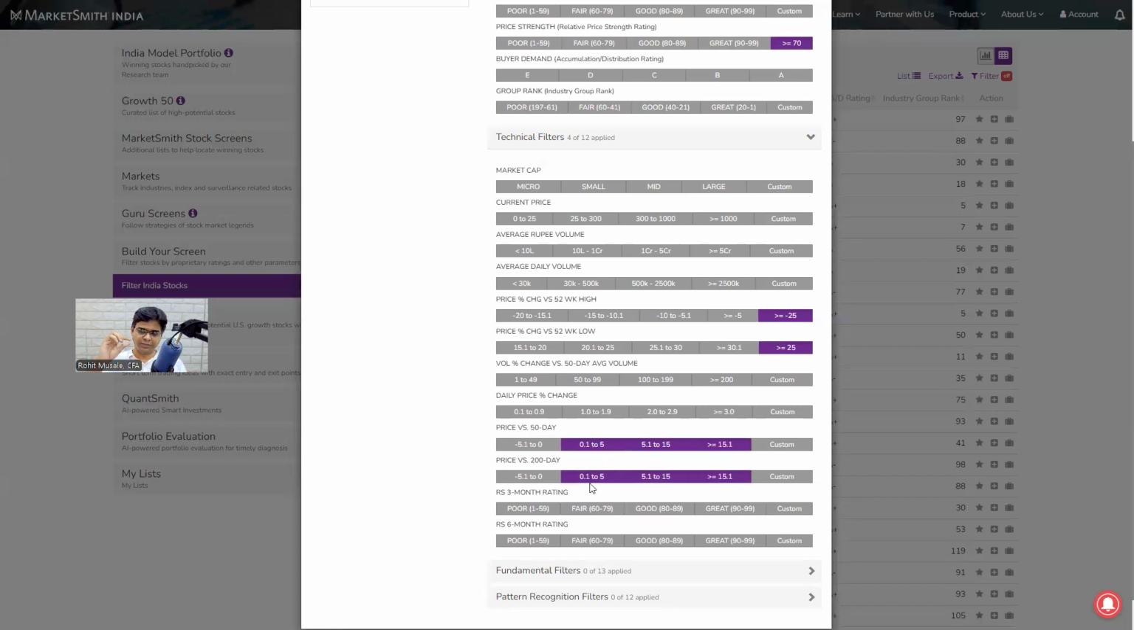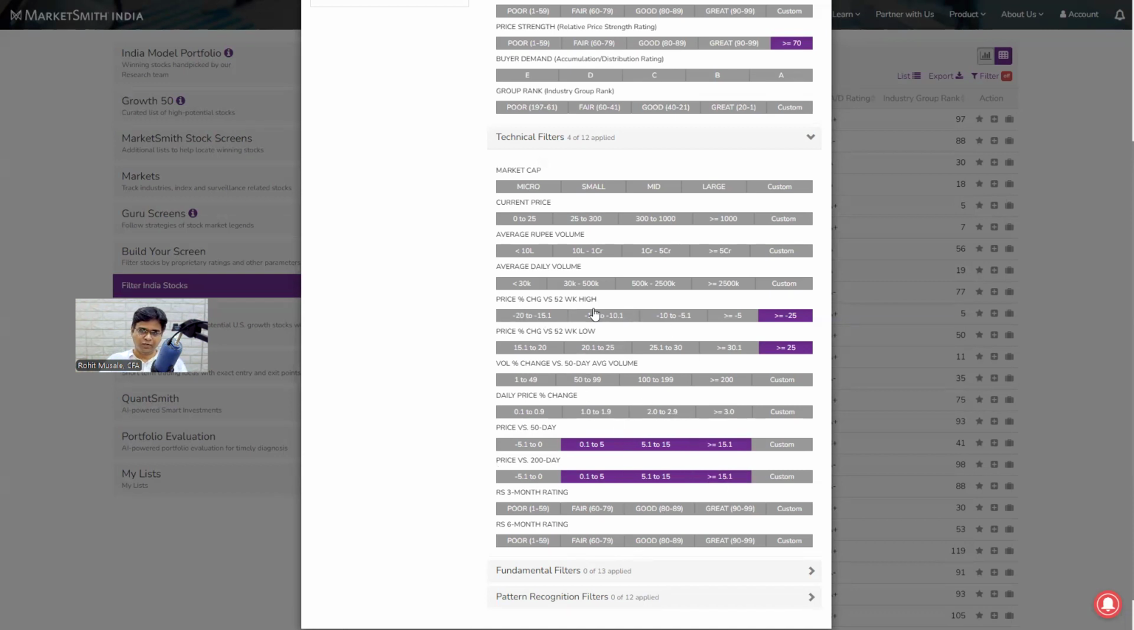Basically, any percentage above the 50-day or 200-day is fine as long as the price is above the 50-day and the 200-day simple moving average. There is other criteria. I will show it to you on the chart. That will be very easy to understand. But currently, I am explaining to you the Market Smith filter.